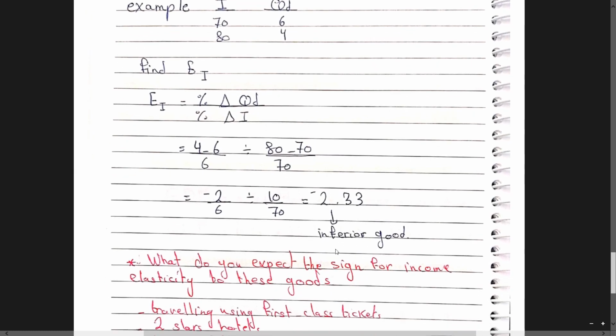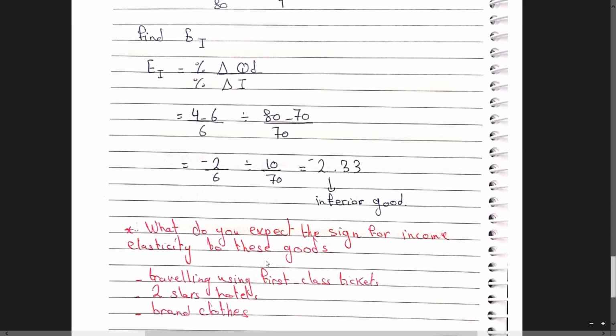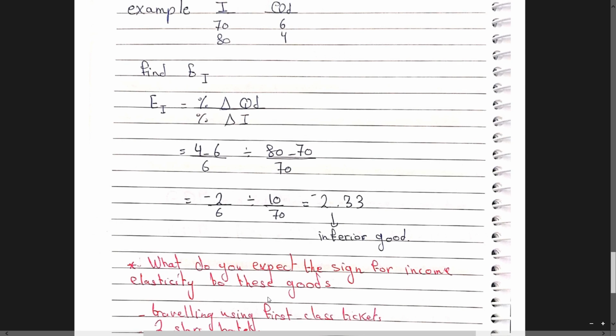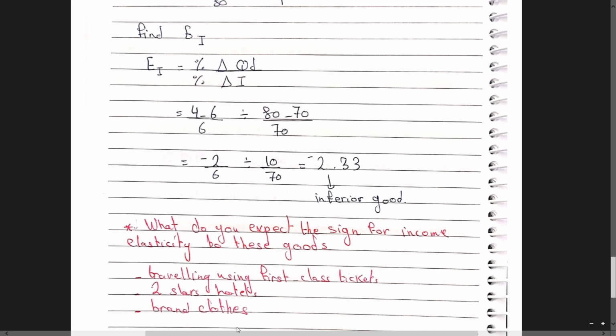What do you expect the sign for income elasticity to be for these goods? Traveling using first class ticket. What do you think, guys? Here I have first class and economy, right? First class, what do you imagine the income elasticity is? Here we are not talking about goods, we are talking about service. It is a normal service. So the sign will be positive. Two-star hotels: inferior service, so it will have a negative sign for income elasticity. The last one, brand clothes. I buy brand clothes, not locally made. What do you think? If the brand is something prestigious and somewhat expensive, what would it be? It's a normal good, so the sign will be positive.